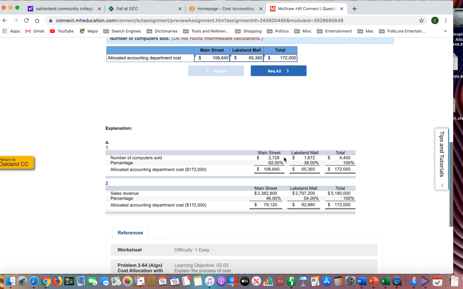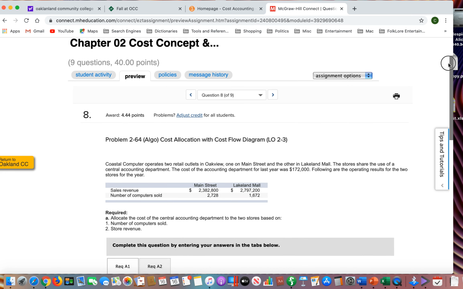If you take 2728 and divide it by 4,400, you get 0.62. You take 1672 and divide it by 4,400, you get 0.38. Well, 0.62 times 172,000 is this number, 106,640, and 0.38, because in your calculator you're going to convert to decimal, times 172,000 gives you this. And you do the same thing with regard to sales revenue. That's just straightforward.